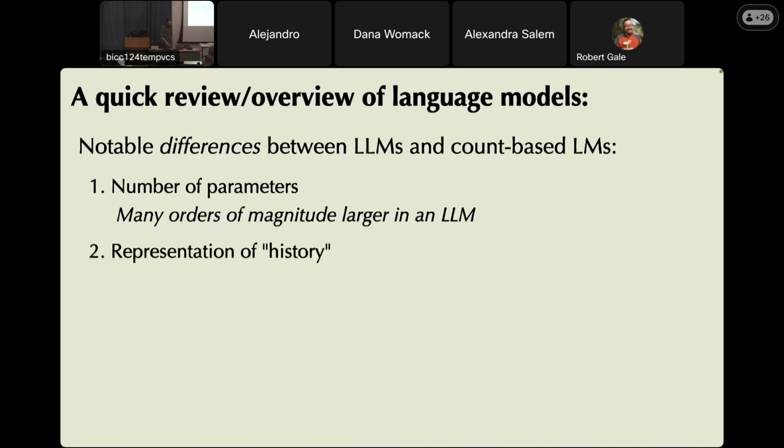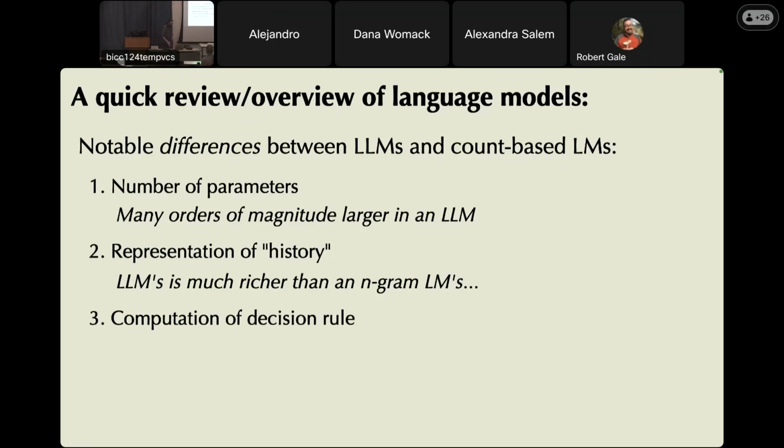The other big difference is representation of history. In a count-based LM, all it knows about history is that these 5 words happened, and it knows the probabilities of those 5 words happening in that sequence. An LLM has a much richer representation of history. A lot of the parameters that it's learning, it's not just learning counts, it's learning about relationships between things that it's seen. So to the extent that we can understand what its representation of the history looks like, it's definitely a lot more sophisticated. It has things about syntax that it's learned. It has things about relationships between words. So there's a lot more stuff going on there.